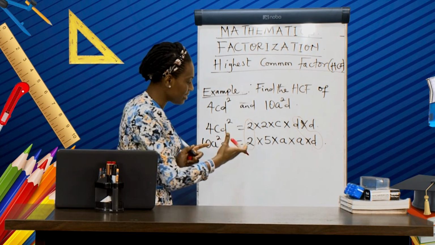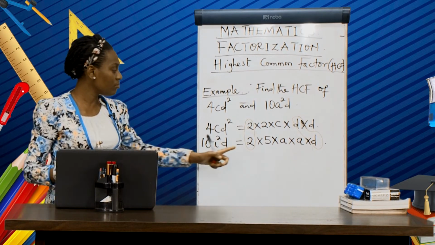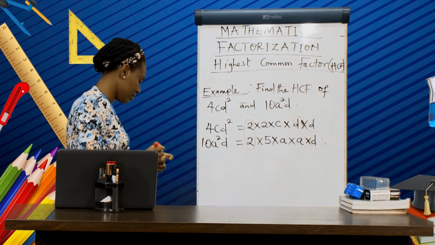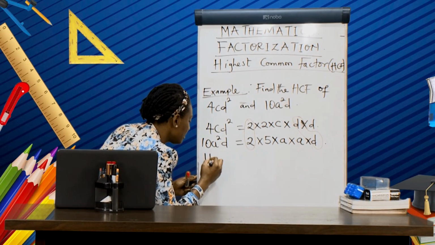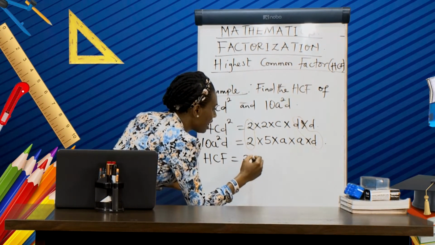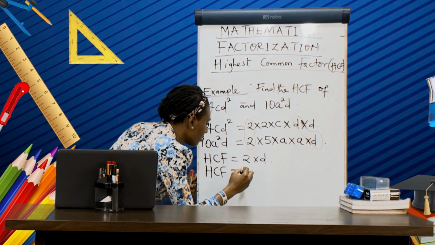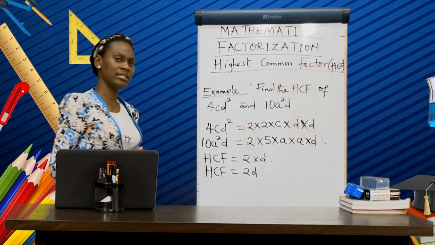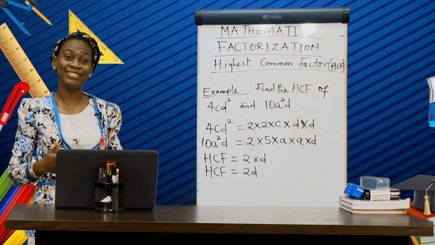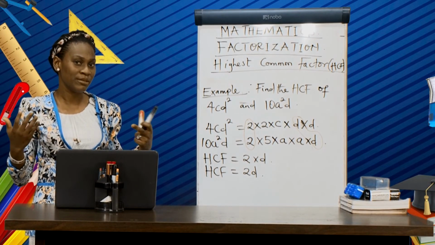So far, we can see that we only have 2 factors here that are common. So to obtain the HCF, you simply multiply the 2 factors together. And that tells us that the HCF of the 2 numbers will simply be 2 times D. And 2 times D gives us 2D. This said, you can see, I told you earlier on that it's simple. Mathematics is very simple and easy if you would pay attention and you keep practicing.